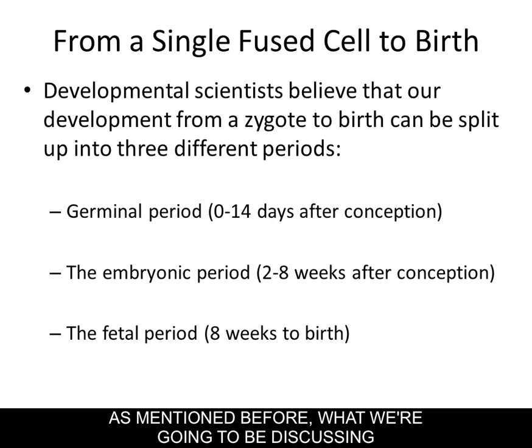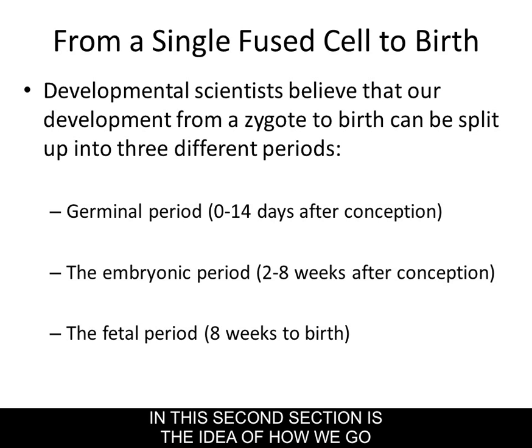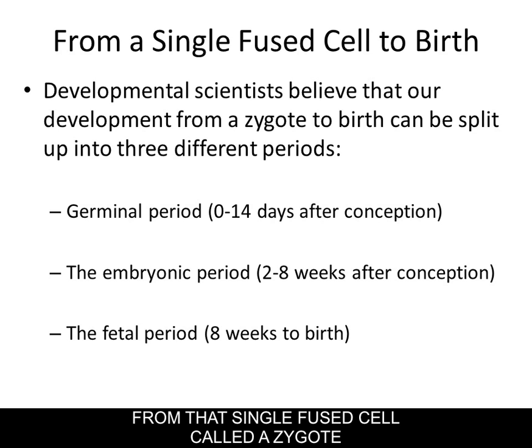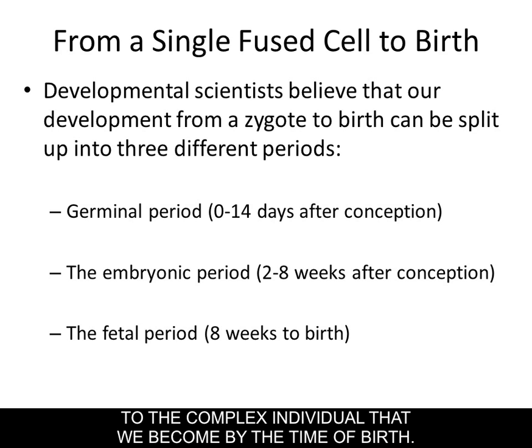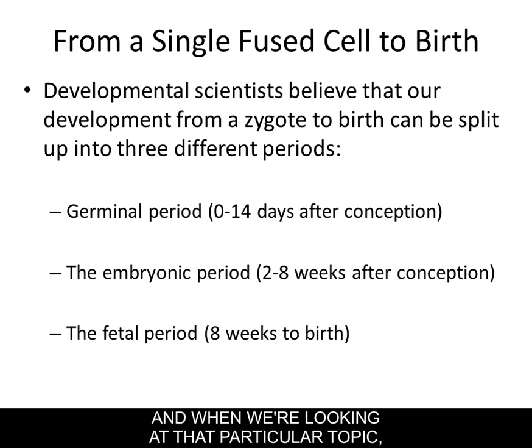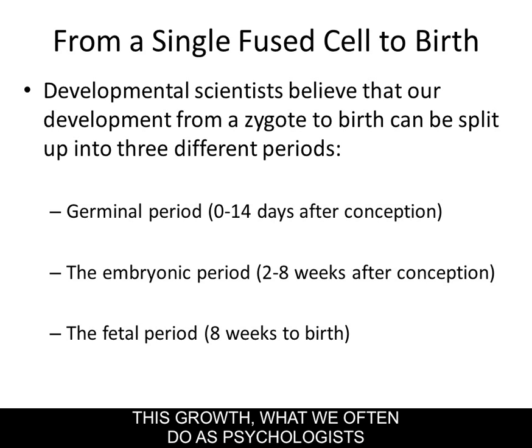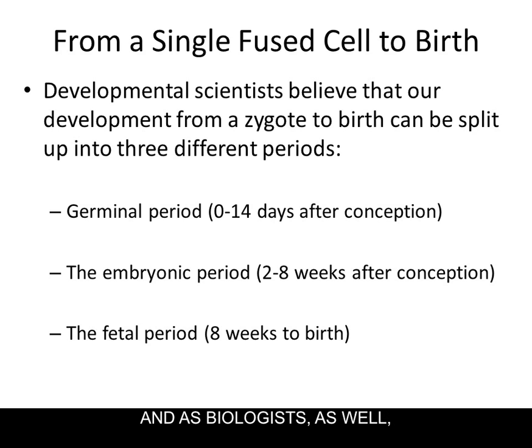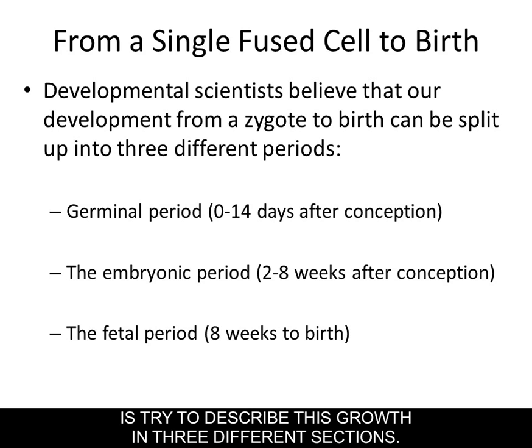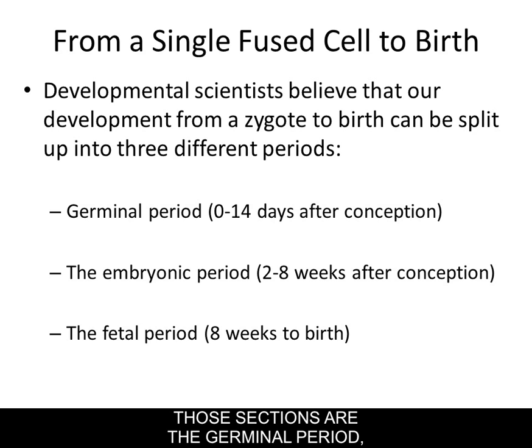As mentioned before, what we're going to be discussing in this second section is the idea of how we go from that single fused cell called a zygote to the complex individual that we become by the time of birth. And when we're looking at that particular topic, this growth, what we often do as psychologists and as biologists as well is try to describe this growth in three different sections. Those sections are the germinal period, the embryonic period, and the fetal period.